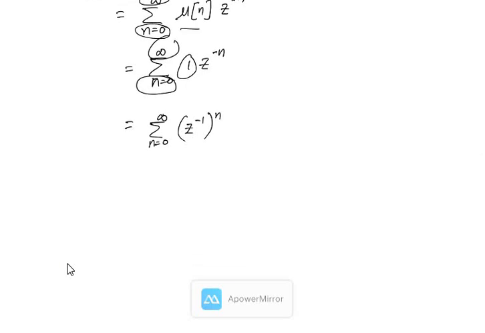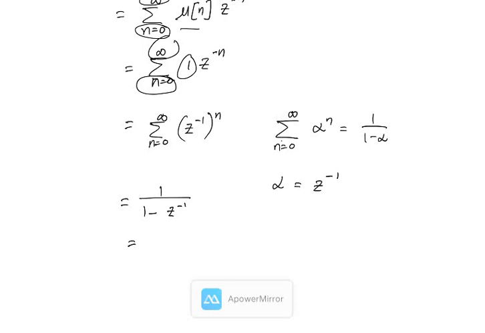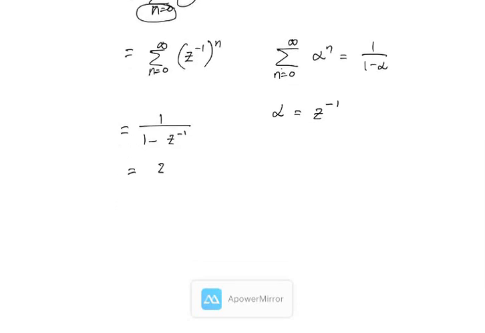If I compare with the sequence and series, I can get alpha. Comparing, the sum of alpha to the n equals 1 over 1 minus alpha. From the comparison, alpha is equal to z to the power of minus 1. So I substitute into the formula 1 over 1 minus alpha, giving 1 over 1 minus z to the power of minus 1. If I change it to another form, I get z over z minus 1.